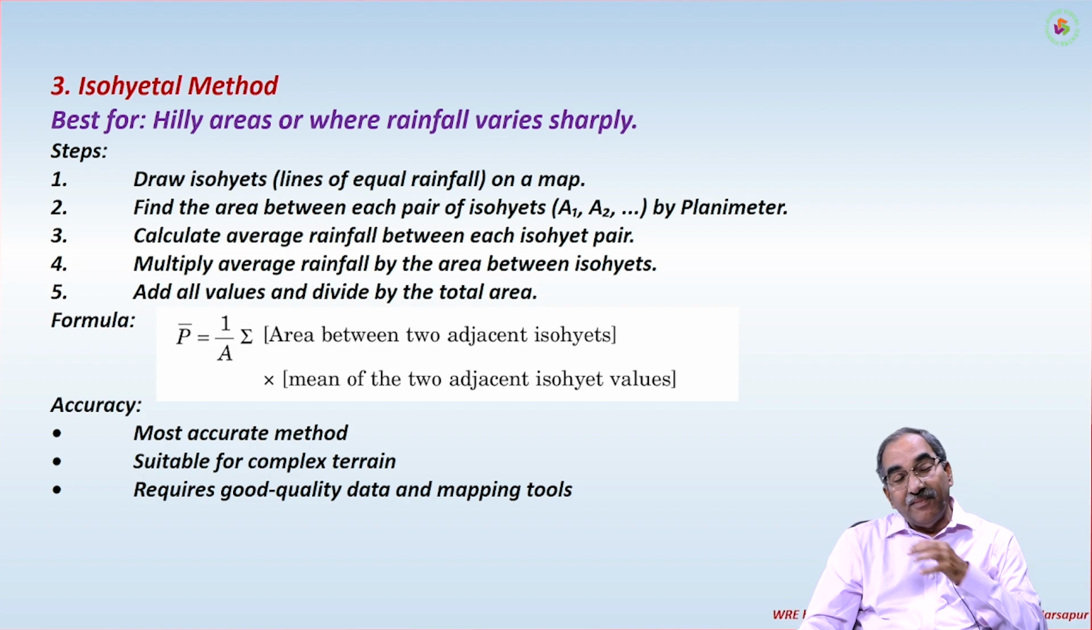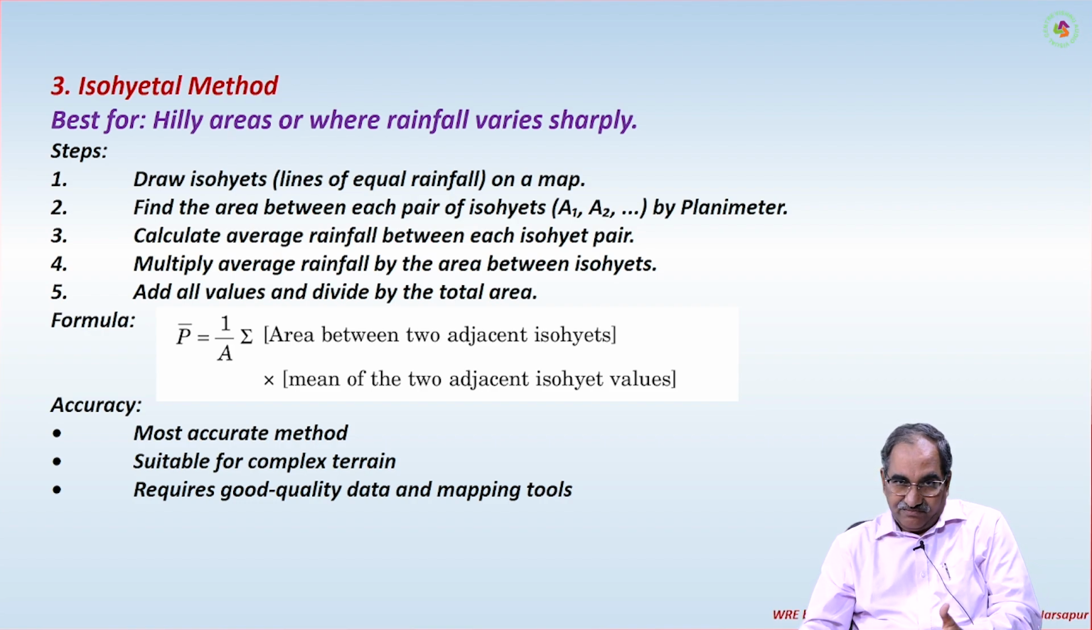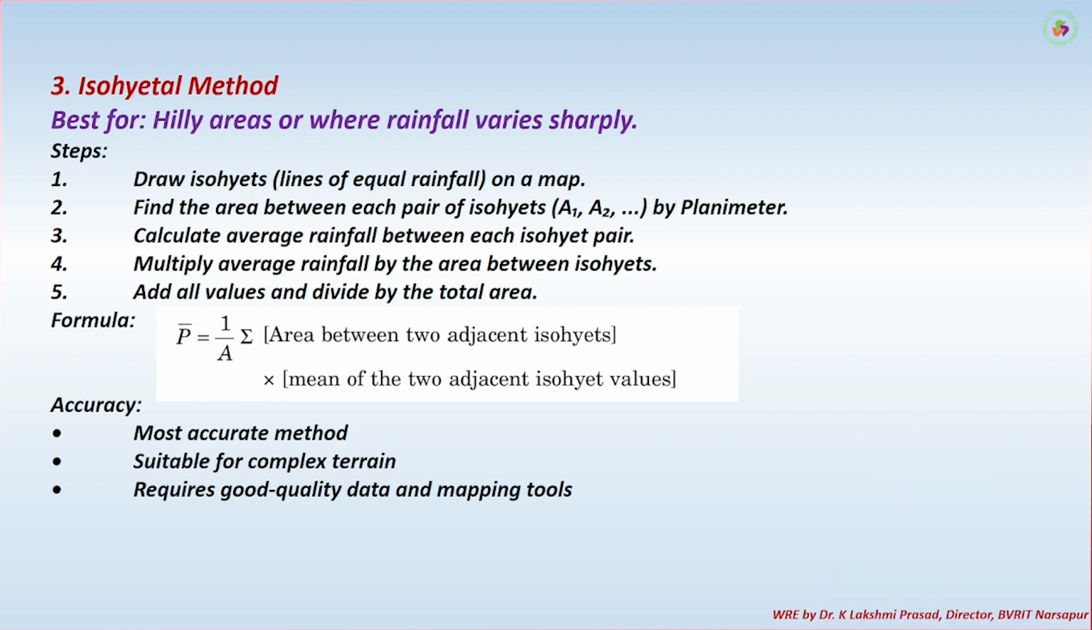This is also mainly what we use now for all the rainfall maps. We use the isohyetal method for finding out the average precipitation. First we take the rainfall values, because the rainfall presentation is in the form of a mass curve, a hydrograph, or point rainfall data. From that data you plot the isohyets. What do you mean by an isohyet? An isohyet is nothing but a line of equal rainfall.